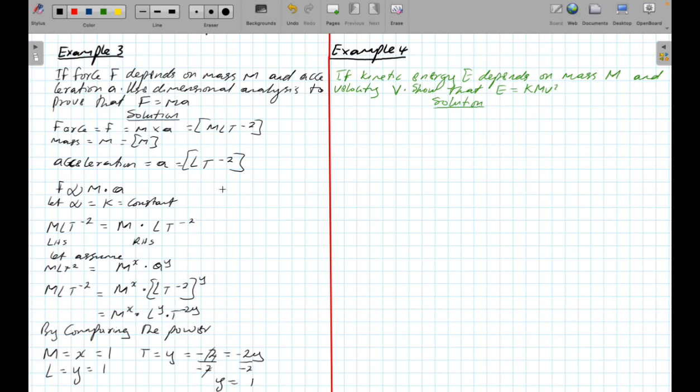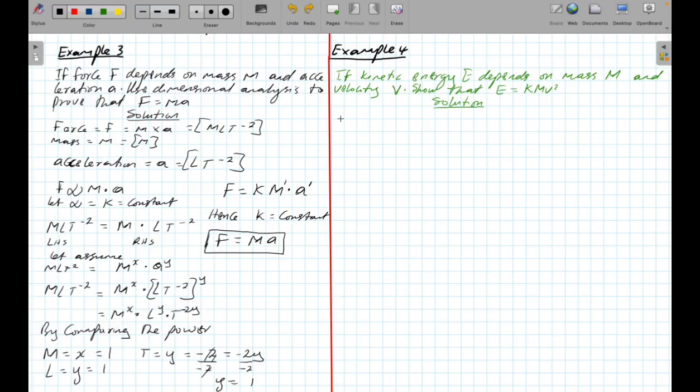So we can proceed and say f is equal to the constant k, m which has the power of 1, multiplied by the acceleration, also having the power of 1. Hence proved. Hence f is equal to kma, where k is constant. Hence proved that force is equal to mass times acceleration.